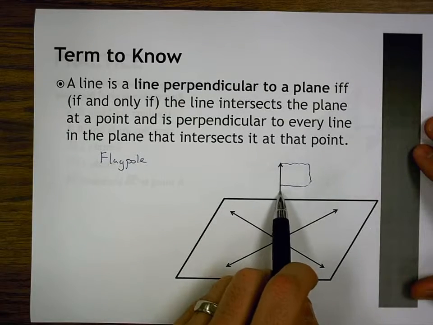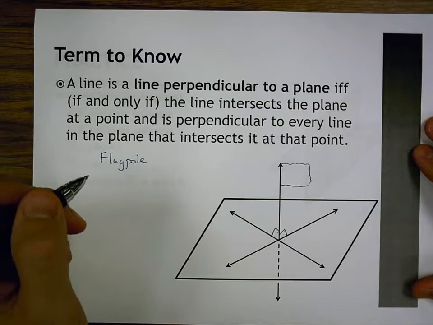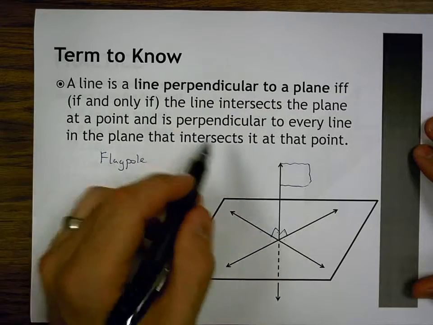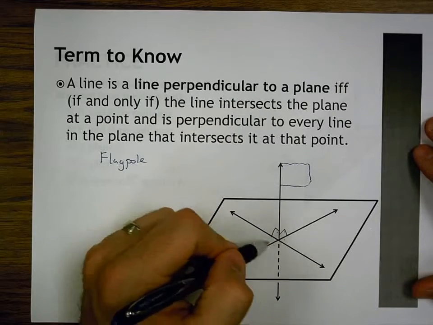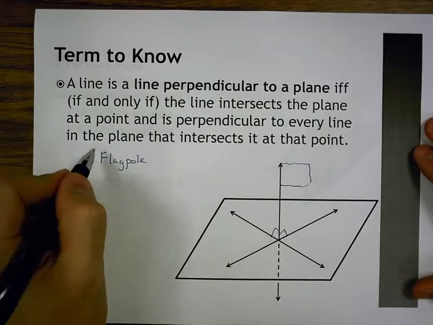Even though this is not on the plane, we can still say it does give us perpendicular lines. So it's perpendicular to a plane if and only if it's perpendicular to all the lines that are on the plane that go through that point. Think flagpole.